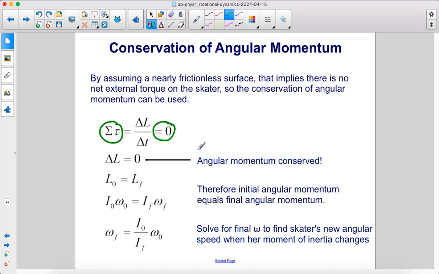By assuming a nearly frictionless surface, that implies there's no net external torque, right? It equals 0. Therefore, conservation of angular momentum can be used. Delta L equals 0. Change in angular momentum is 0. There is none. Therefore, the initial angular momentum equals the final angular momentum. So what is angular momentum? I times omega. Therefore, initial conditions are going to equal the final conditions. You can solve this for, let's say, final angular velocity, and you can solve a problem based on the change of shape of the object, therefore the change in moment of inertia, and the initial velocity.